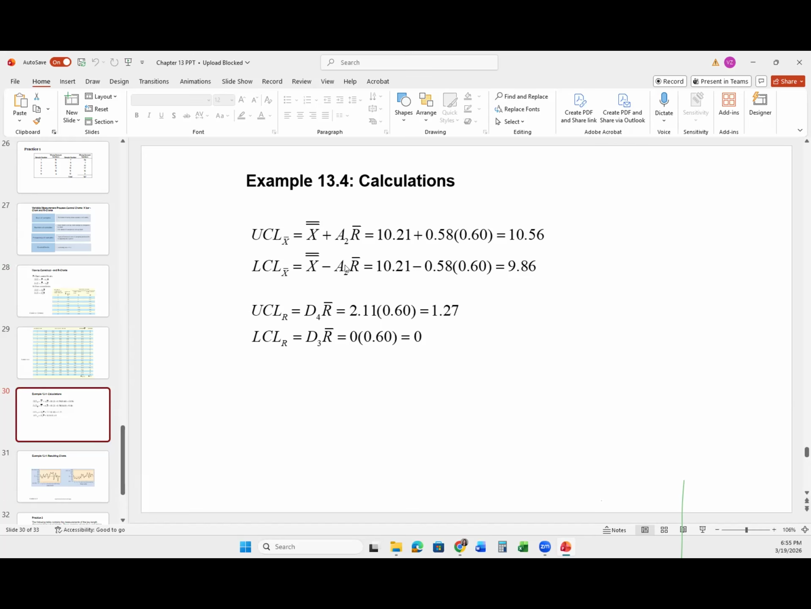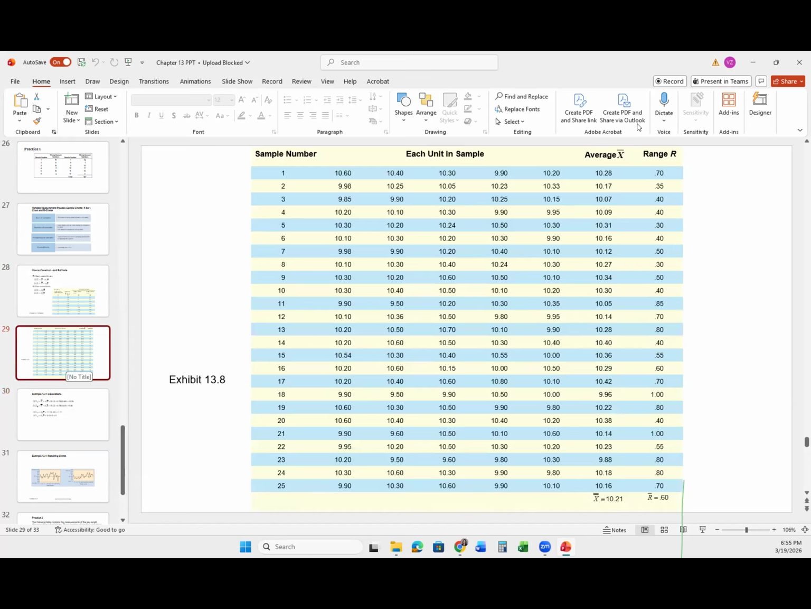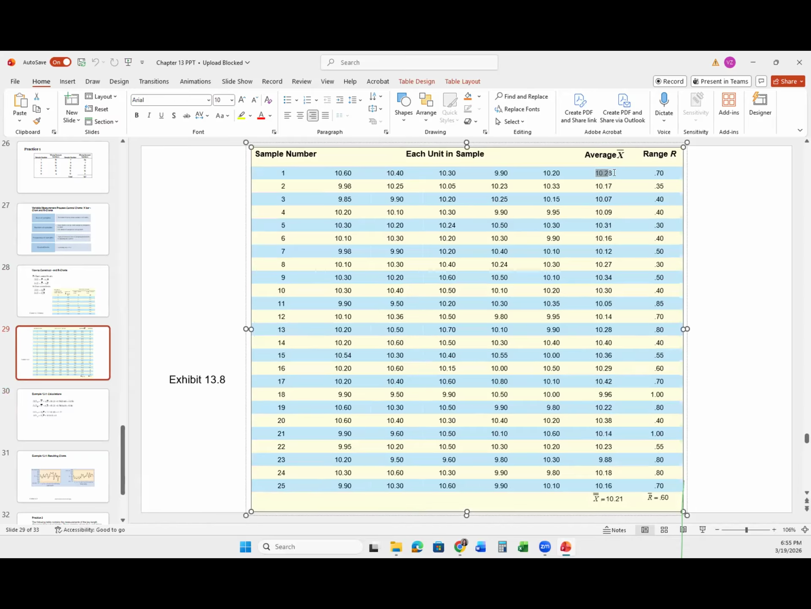While for the X bar chart, this is the average numbers. We calculate the average for each sample. We just sum all the 5 together and divide by 5. So we calculate the average for those 5 units for sample 1, and then we will get 10.28. And we just continue doing that. Then we got 10.17, 10.07 for sample 3. Then we will get the average for all 25 samples.